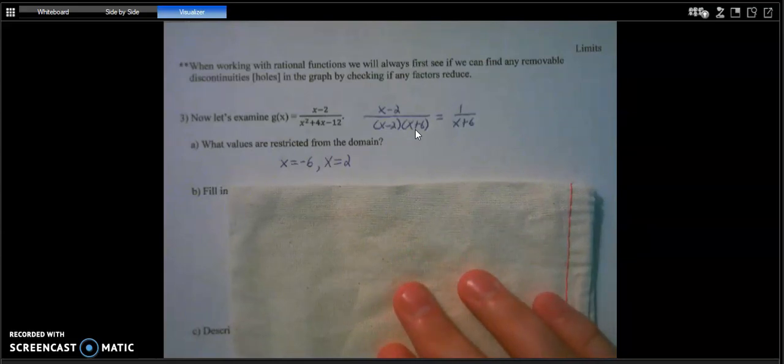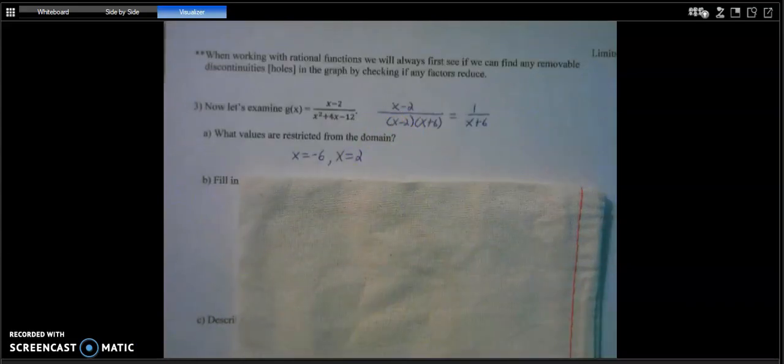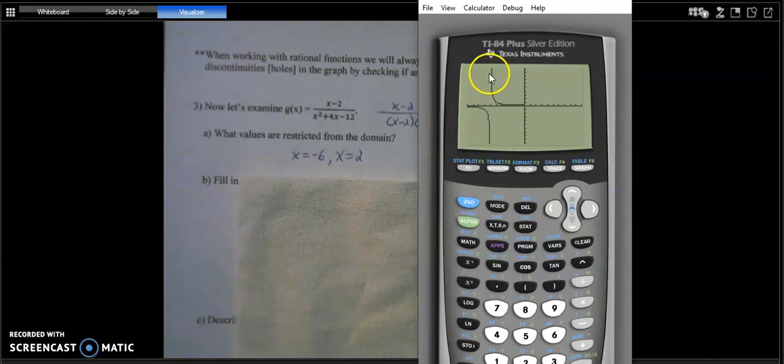So the next thing we want to look at is, we saw on the graph that it looked like there was a vertical asymptote at negative 6. But when x equals 2, we don't really see what's happening. It almost looks like your graph stops. But remember, your calculator just can't draw that function going out farther and farther to the right.